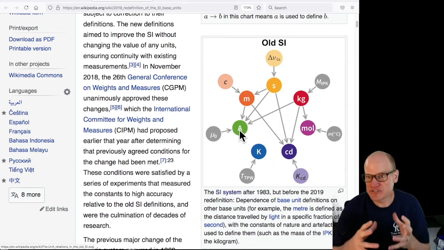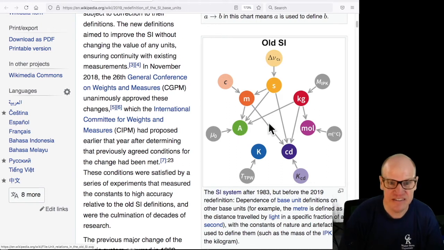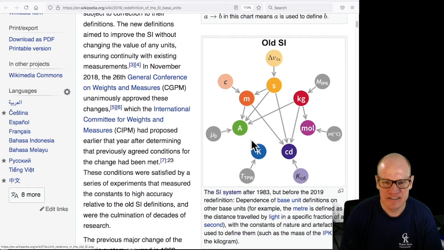So this was one of the issues that we were facing when it came to the unit system: this is an artifact that can change its mass through interactions with whatever. This is a hypothetical situation that you can't ever have.